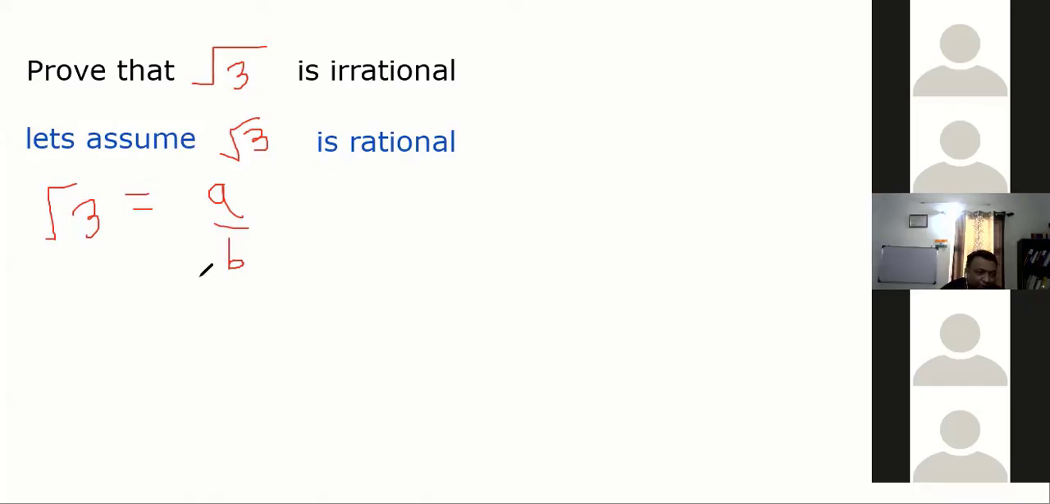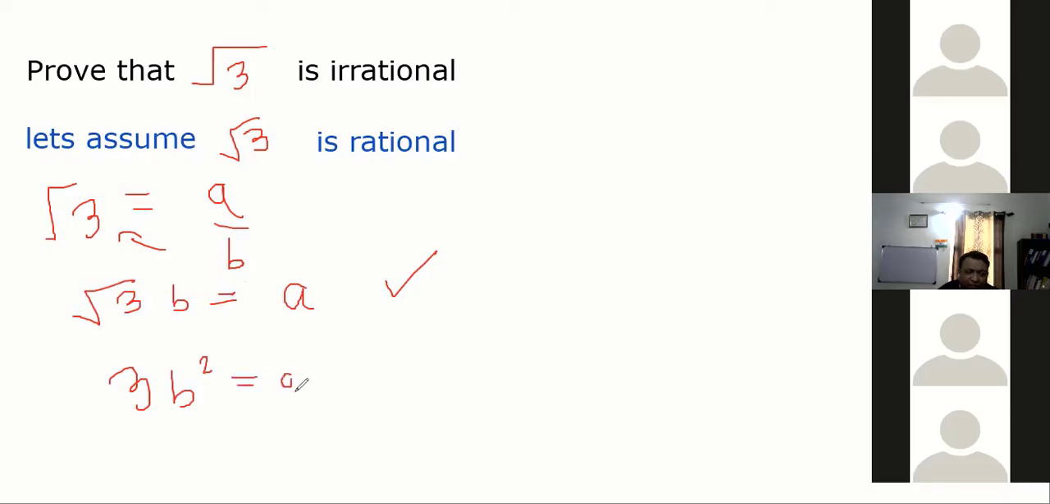अब इसको b को इस तरफ ले गए, तो क्या बन गया ये? Root 3 b equal to a. Everybody okay on this? I just cross multiplied. Root 3 b equal to a. Now you square both sides. ये क्या हो जाएगा? 3b square equal to a square. I squared both sides. So 3b square is equal to a square.